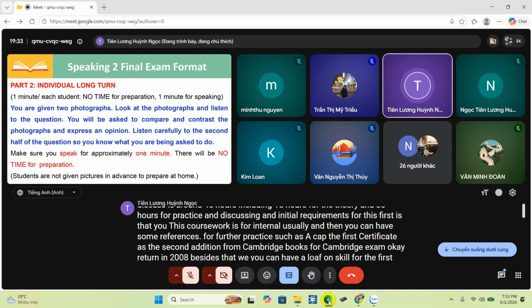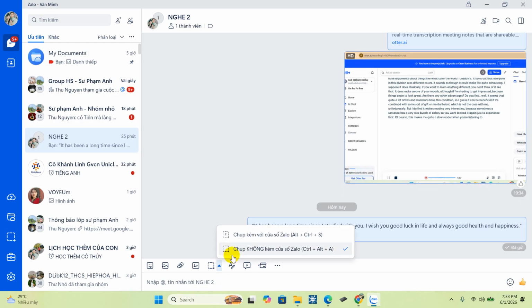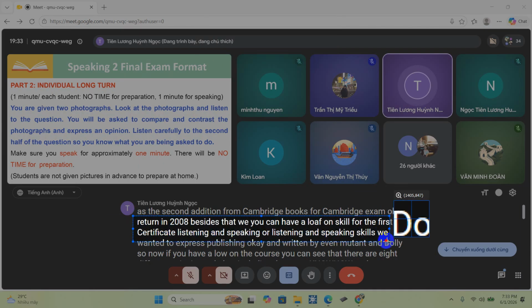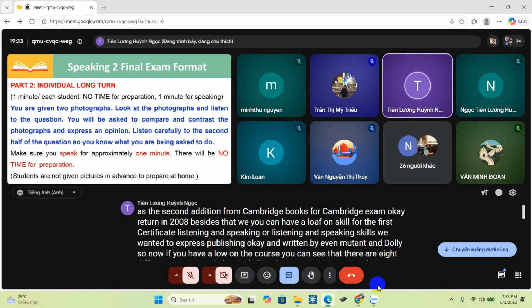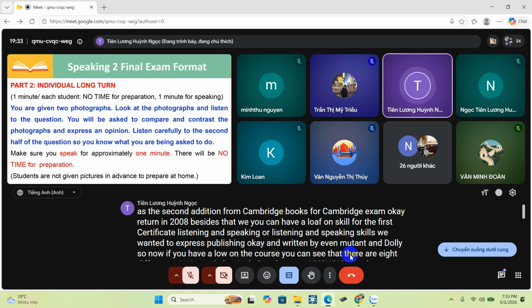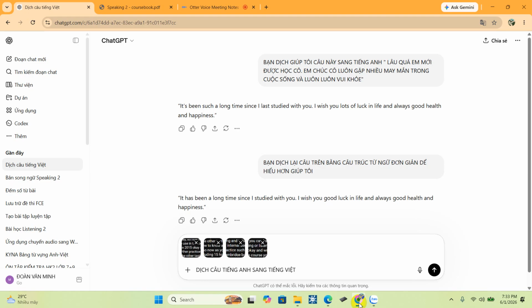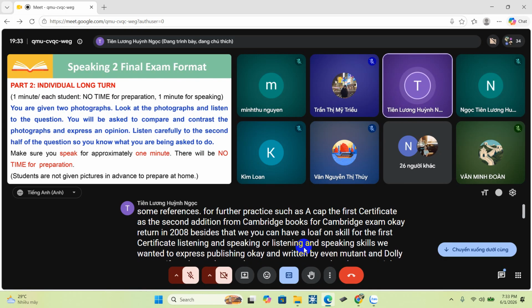Then in the second part, this is an individual long turn. You will have a pair of pictures and then you make the comparison, and you do it in 1 minute. For this part, I do not give you the question or the picture in advance. When you take the examination with me, I will give you a picture randomly and then you need to make the comparison for 1 minute.